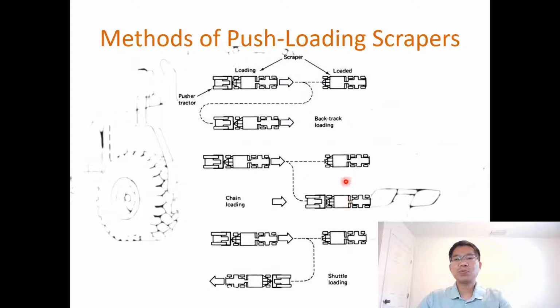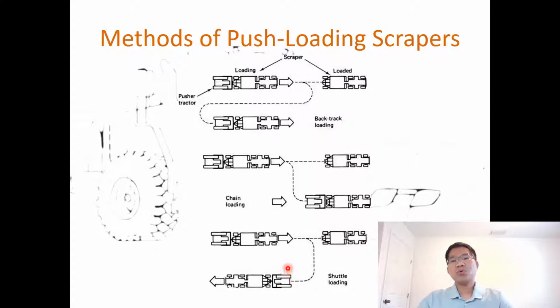So we have two scrapers, for example. The tractor loads the first one, and when it is fully loaded, it continues to go. Then the tractor doesn't have to go back; it continues to move forward, loads the other scraper, loads, and then releases, and keeps doing the same. This normally applies to narrow, long cut areas.